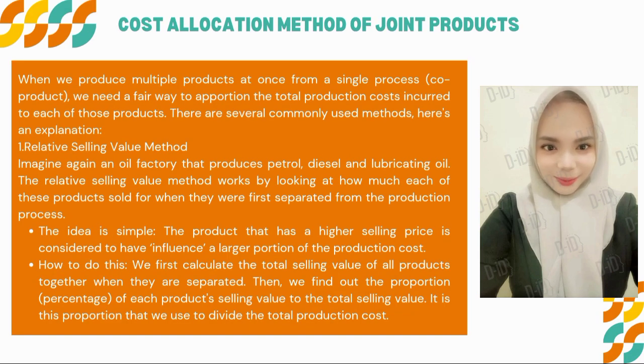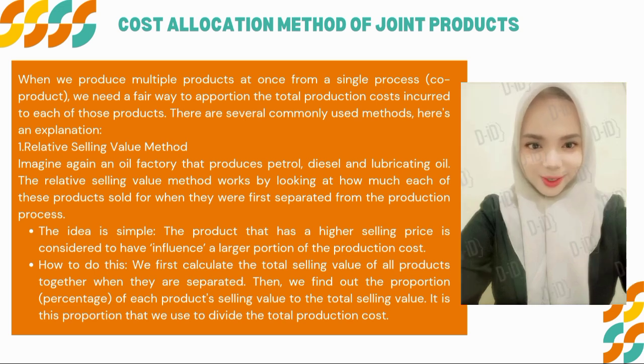When we produce multiple products at once from a single process, co-product, we need a fair way to apportion the total production costs incurred to each of those products. There are several commonly used methods. Here's an explanation. 1. Relative selling value method. Imagine again an oil factory that produces petrol, diesel, and lubricating oil.